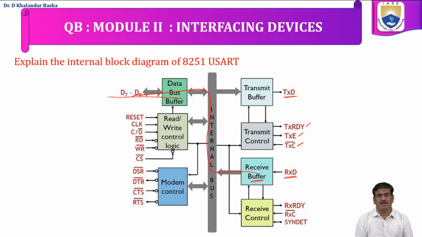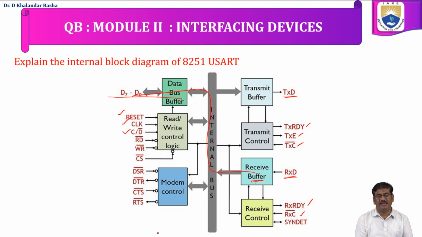This receiver will be controlled by the receiver control. The readiness of the receiver will be indicated on RXRDY. At what rate the receiver has to receive the data will be decided by the RXC pin. Whenever we want to detect the synchronous character, how we want to define that, you can have the synchronous detector. Next, a read-write control logic, where we can reset and the required clock pulses we can send on this line.